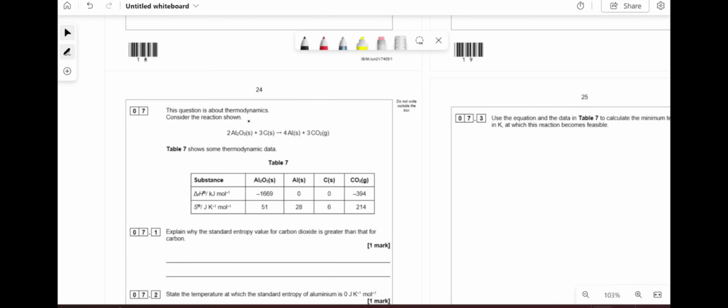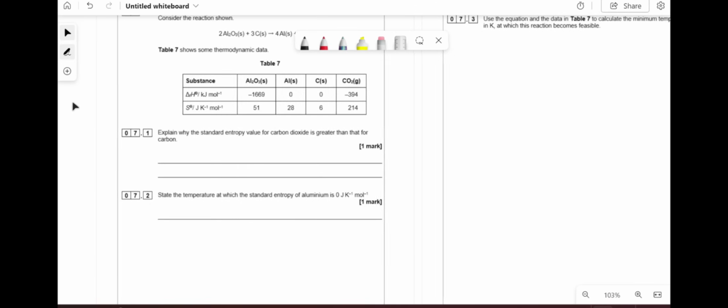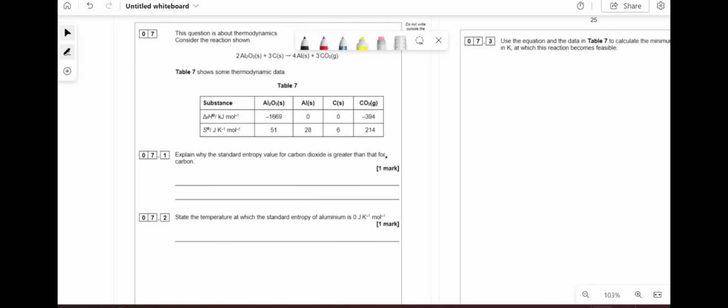Okay, so this question's about thermodynamics. Consider the reaction below. So you've got 2Al2O3 solid plus 3 carbon solid gives you 4Al solid plus 3CO2 gas. Table 7 shows some thermodynamic data. So you've got the enthalpy of formation of Al2O3, Al, C, and CO2 gas, and then we've got the entropies of each thing. So it says, explain why the standard entropy value for carbon dioxide is greater than that of carbon.